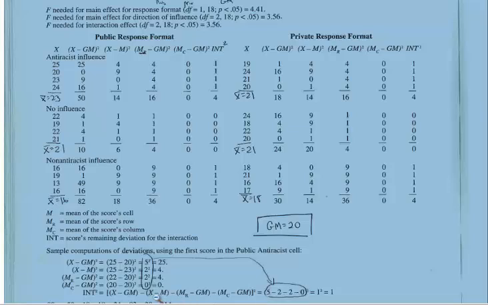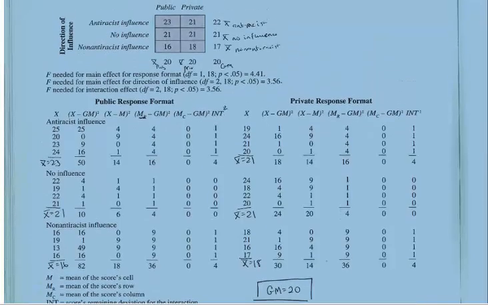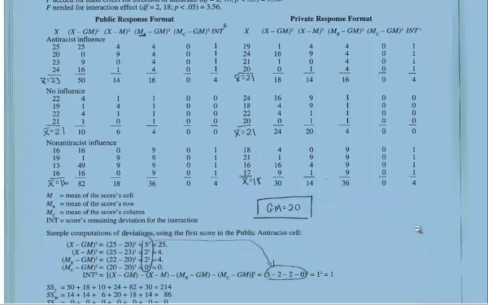We look at the difference between their observed score and the cell mean. 25 minus 23 gives us 2. That's that 2 right there. The row mean minus the grand mean. The row mean in this case was 22. The grand mean was 20. So it's 22 minus 20, which also gives us a difference of 2. And then finally, the column mean minus the grand mean. In this case, both the column mean and the grand mean were 20, so that's 0.